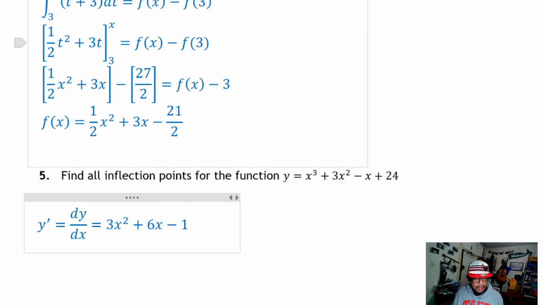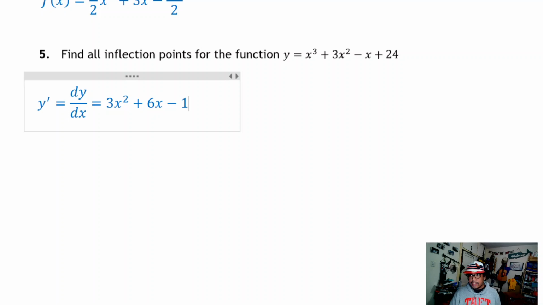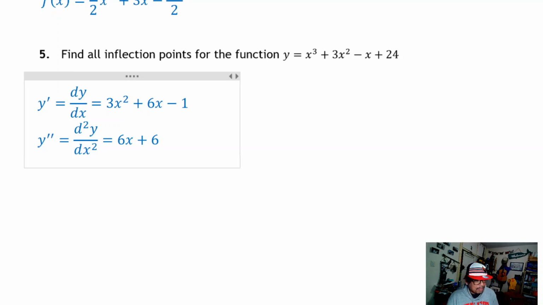We're going to go through this pretty quickly, just because you should know how to take derivatives by now. We've got y prime, which is the same thing as dy dx, which is 3x squared plus 6x minus 1. Remember that the proper notation for the second derivative is y double prime, or d squared y over dx squared. That's going to be equal to 6x plus 6. And at this point, we can solve and make that equal to 0. And we know that this is going to happen when x is equal to -1.